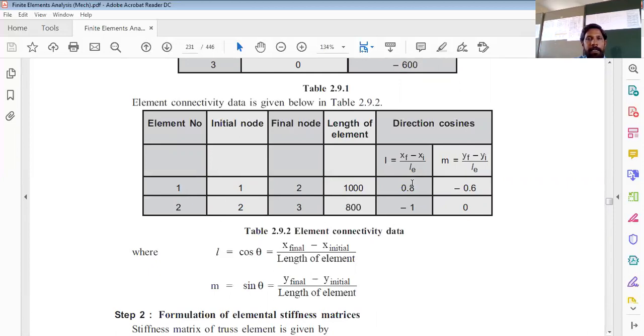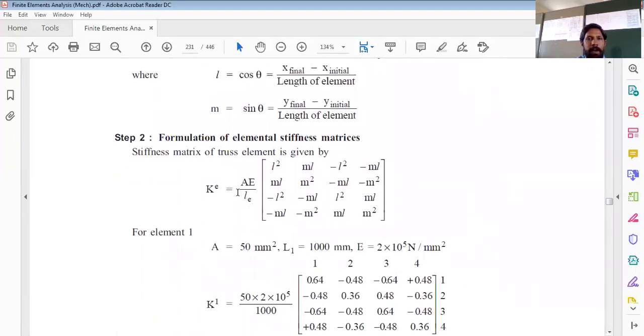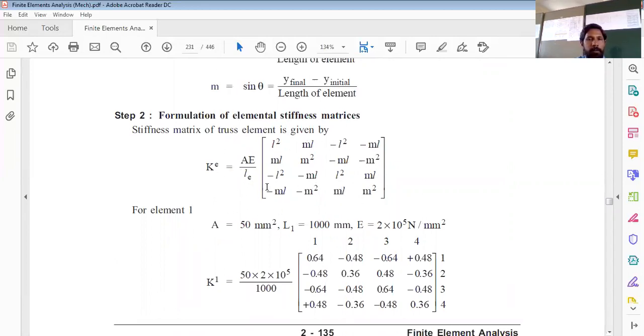Element 1 has L value as 0.8 and M value as minus 0.6, and element 2 has L value as minus 1 and M value as 0. The second step is to formulate the elemental stiffness matrix. We already have the stiffness matrix of truss with respect to global coordinates. The elemental stiffness matrix is given by this. There are two elements, so we have to have two stiffness matrices corresponding to element 1 and element 2, in terms of K1 and K2. So I have written here.